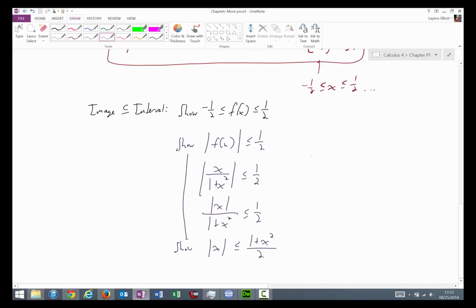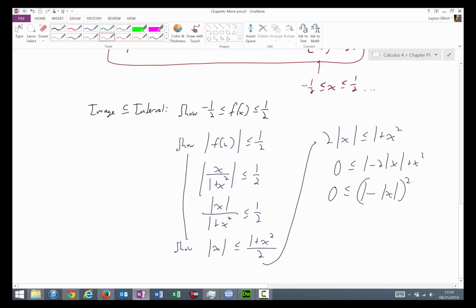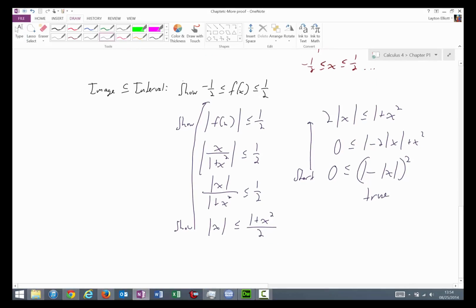Well, I know that that's true because, and I'm going to cycle back up here, I know that 2 times the absolute value of x is less than or equal to 1 plus x squared. And how do you know that? Well, if you were to actually subtract it over, you get 0 is less than or equal to 1 minus 2 absolute value of x plus x squared, or 1 minus the absolute value of x quantity squared. And if I start with this, and then work my way in reverse, I'm going to end up right back there. And that's an acceptable means of proof here. So since that is always true, then I've shown the image is contained in the interval, that the image is contained in -1/2 to 1/2.